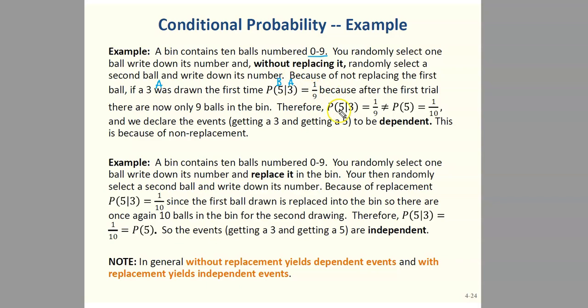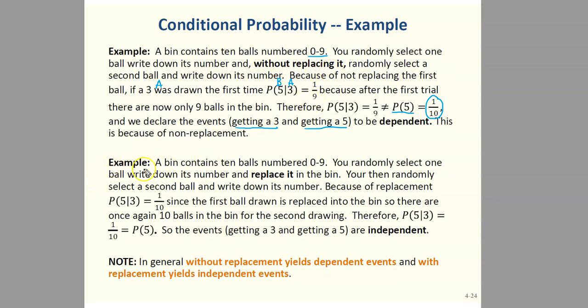Alright, so now you see the probability of a 5 given that a 3 was already drawn is 1/9, but that's not the same as just the probability of getting a 5, which would be 1/10 if you did not conduct the first trial. So in this case, we say the events of getting a 3, which is like event A, and getting a 5, which is like event B, are said to be dependent because the outcome of getting a 3 affects the outcome of getting a 5 on the second trial. And that's because this experiment was conducted without replacement.